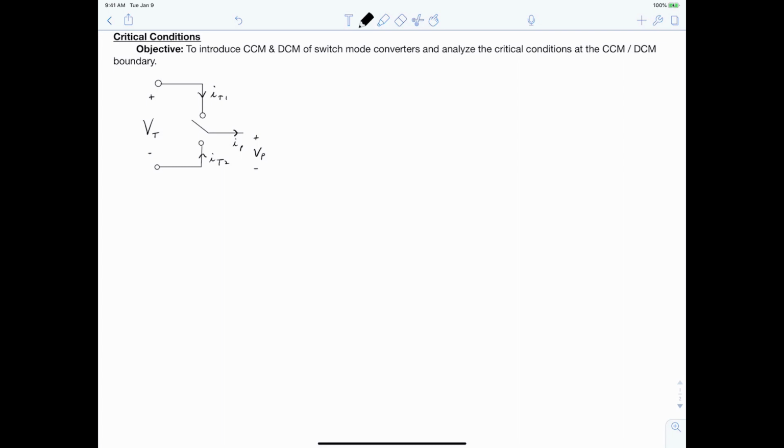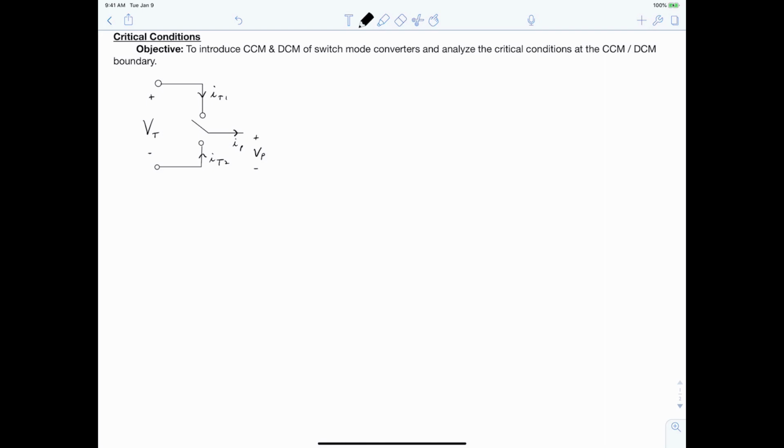The objective of this video is to introduce the continuous conduction mode and discontinuous conduction mode of switch mode converters and analyze the critical conditions at the DCM and CCM boundary. We're going to do this by considering a buck converter, but first you'll notice that I have sketched our single pole double throw switch on the left side of the screen.